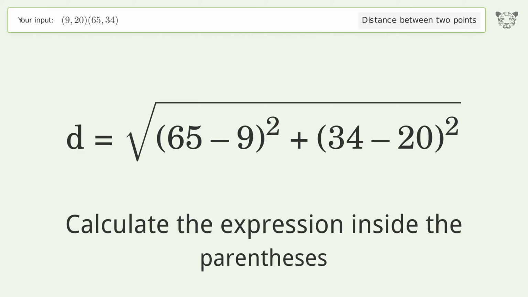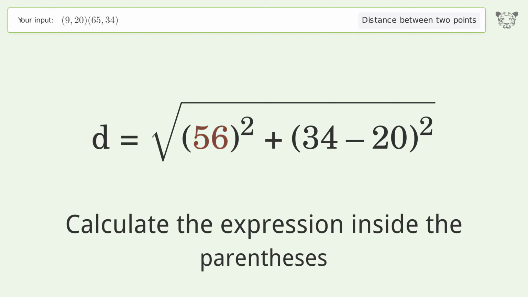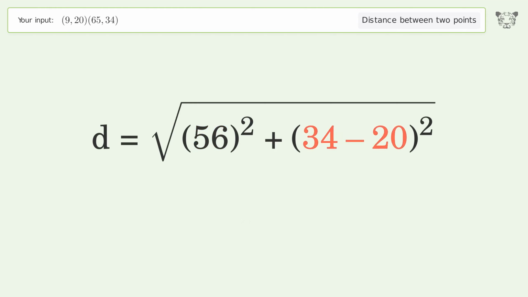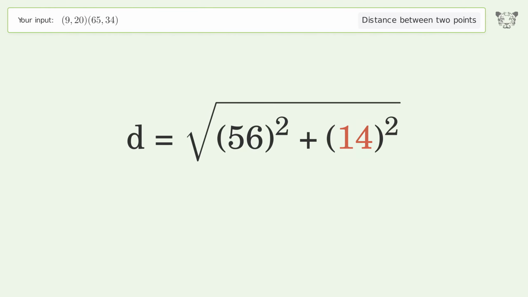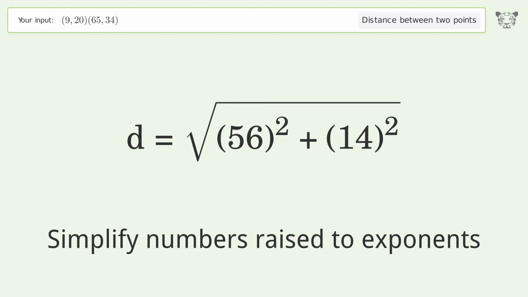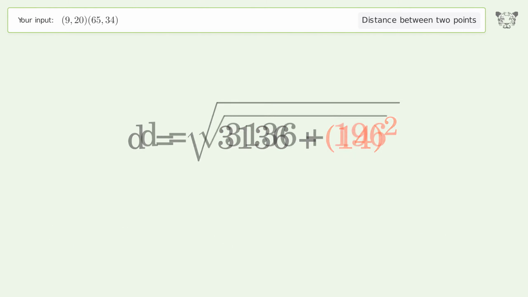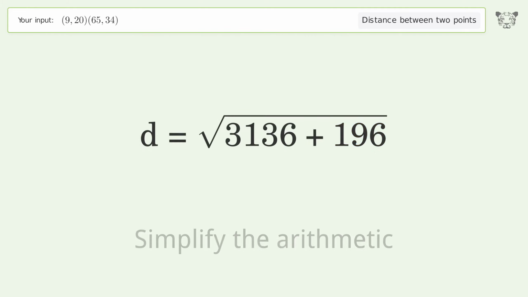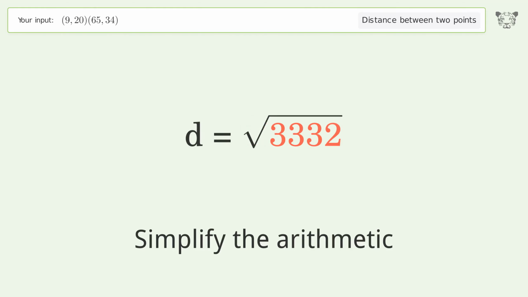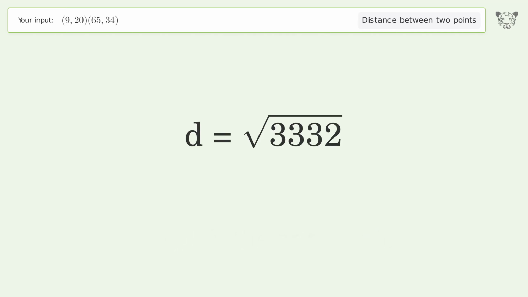Calculate the expression inside the parentheses. Simplify numbers raised to exponents. Simplify the arithmetic. And so the distance between the 2 points is the square root of 3,332, or 57.723.